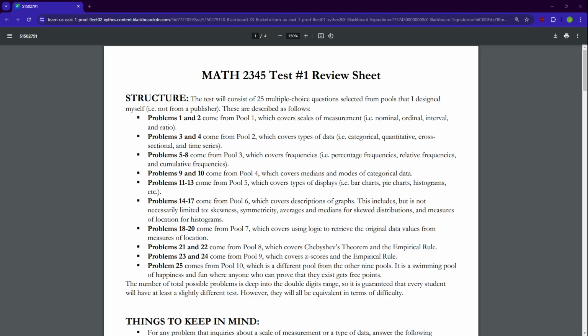Now, for 9 and 10, these will also be based on the tables from 5 through 8, but you're going to be asked for the medians or the modes of the categorical data. Remember that when you're asked for a categorical median or a categorical mode, you don't necessarily have to have all of the individual data points in order to get the associated categorical median or mode. The most important part is that the data is ordinal. That is, we can order it from highest to lowest or the other way around.